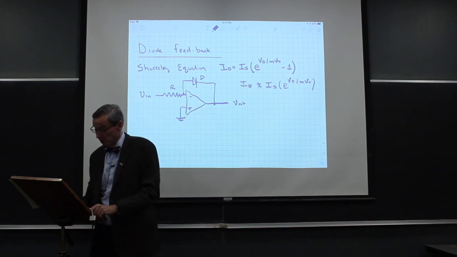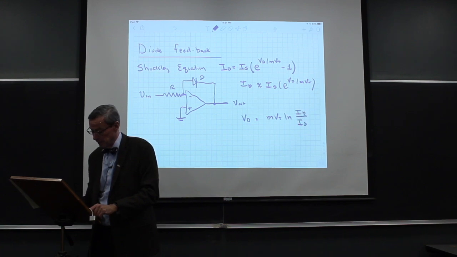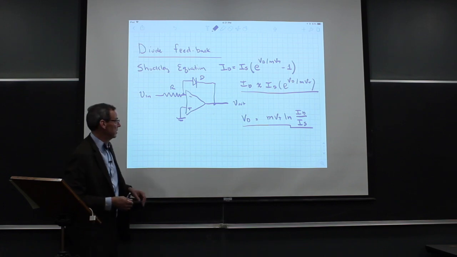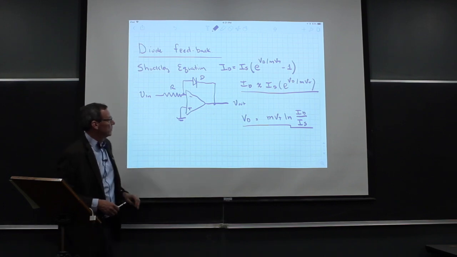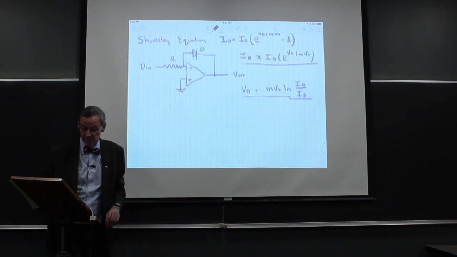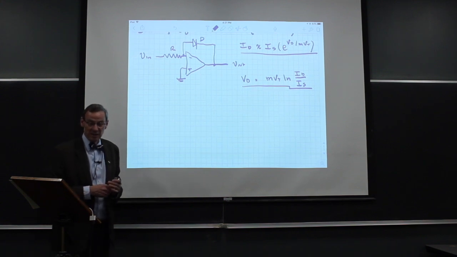It would also be useful to invert that, and if we do that, the diode voltage is going to be MVT natural log of I diode over IS. So there's the two relevant equations here. Here's the diode circuit, and let's look at that a little bit. We've got to analyze this.